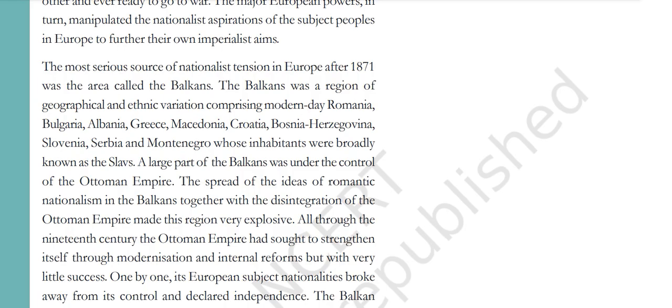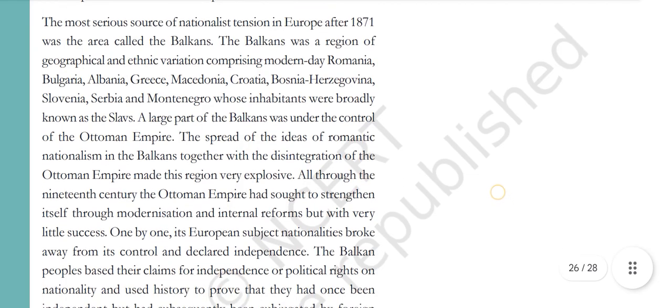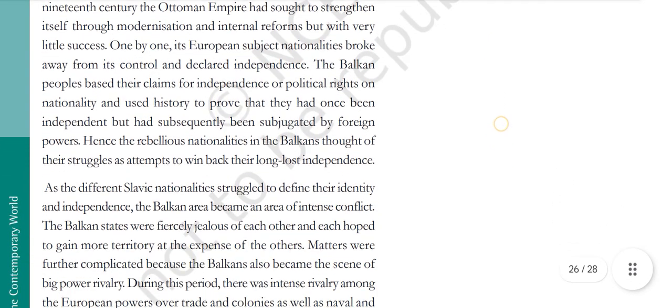The spread of the ideas of romantic nationalism in the Balkans, together with the disintegration of the Ottoman Empire, made this region very explosive. All through the 19th century, the Ottoman Empire had sought to strengthen itself through modernization and internal reforms, but with very little success. One by one, its European subject nationalities broke away from its control and declared independence.